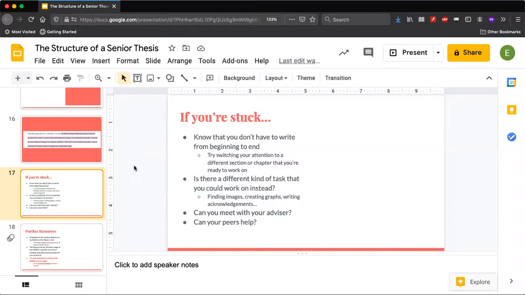Of course, can you meet with your advisor? Maybe they can help you. And can your peers help? Maybe someone in your senior thesis seminar can give you some advice. Maybe they had the same problem and they overcame it. So I encourage you to reach out to your peers for advice.